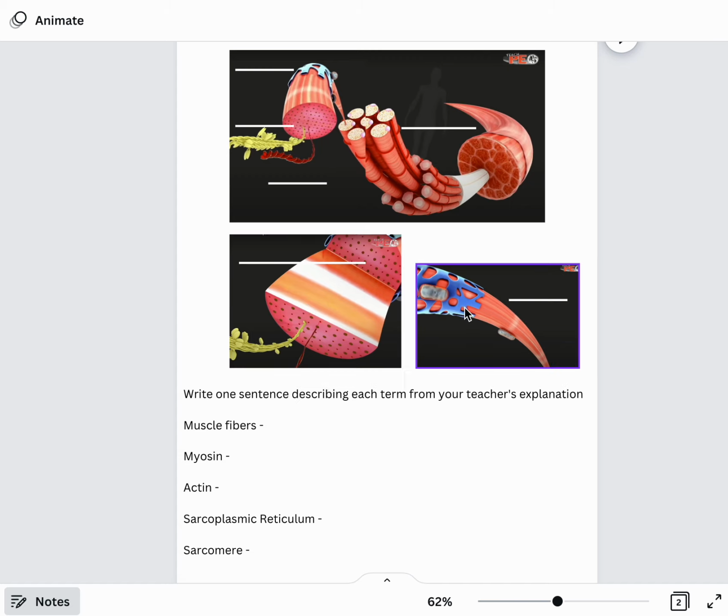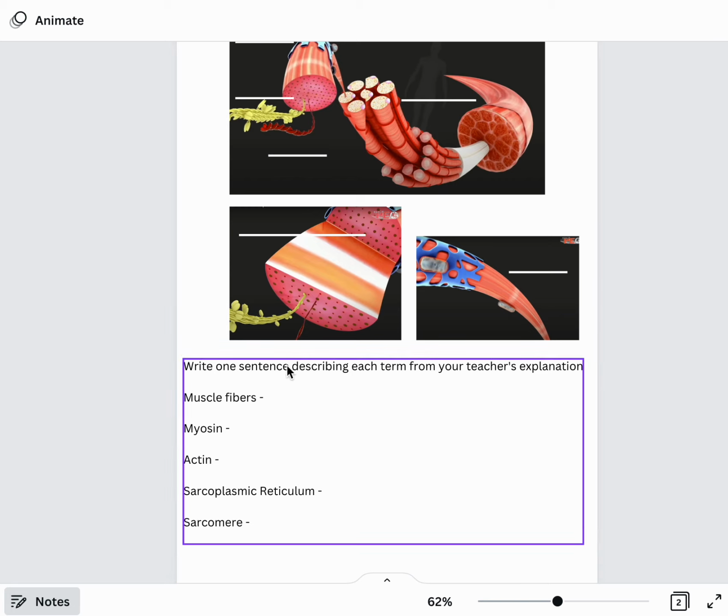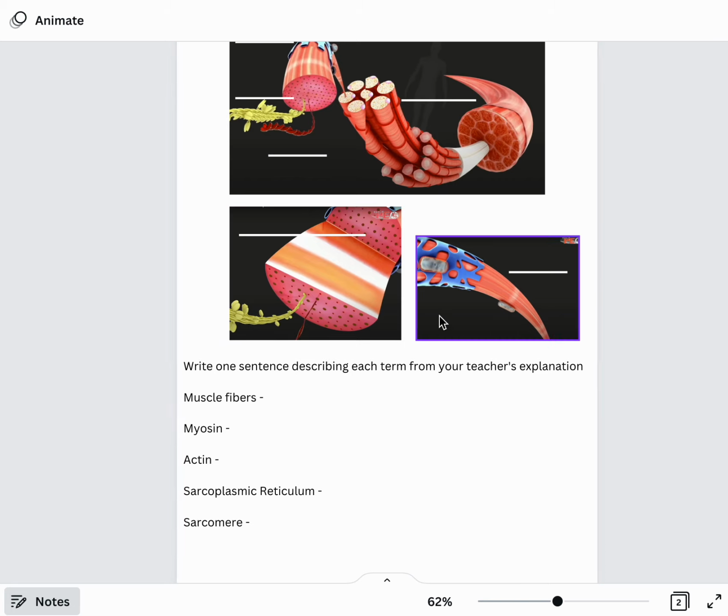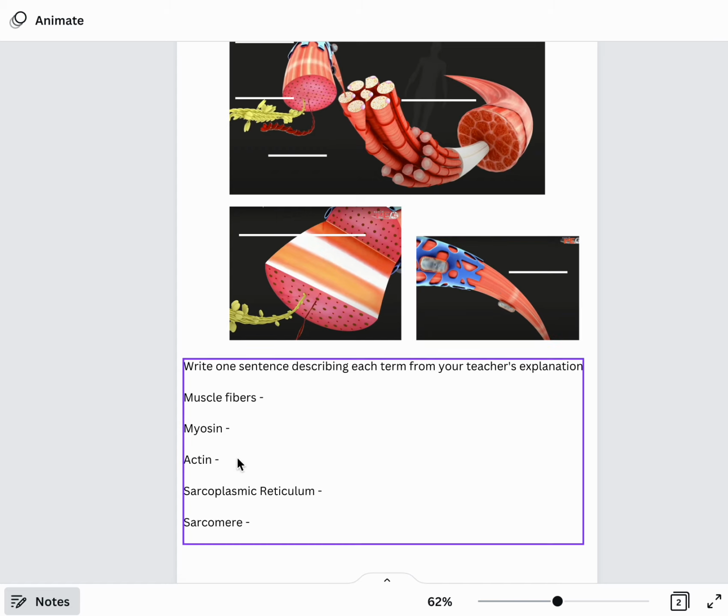Now, our last picture right here, we see the sarcomere, and this is the basic contractile unit of a muscle fiber. Each sarcomere is composed of the myosin and the actin, and it is what is responsible for the muscle contraction. And we are going to take a closer look at the sarcomere because this is where our sliding filament theory takes place.